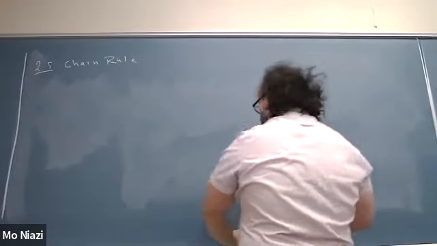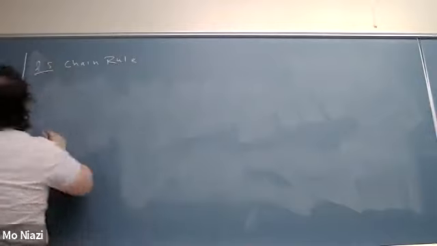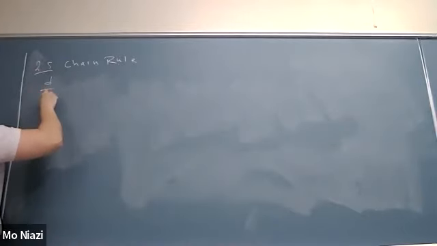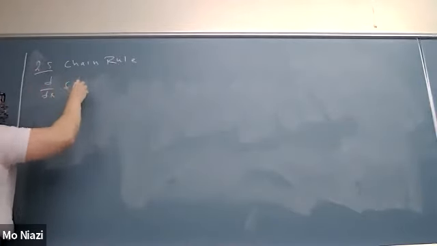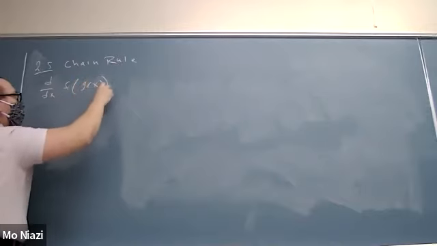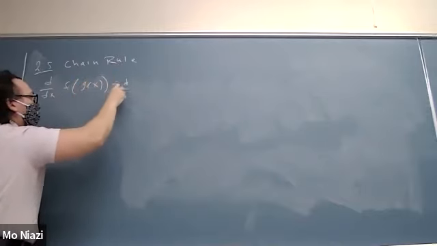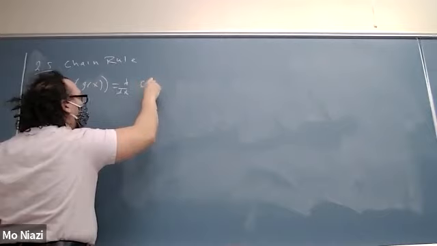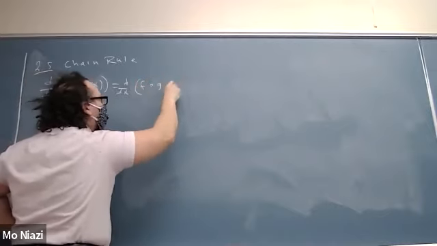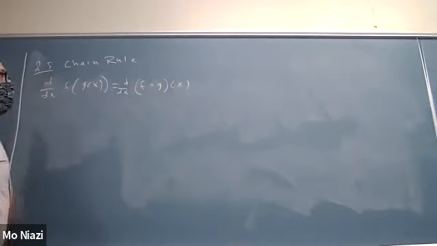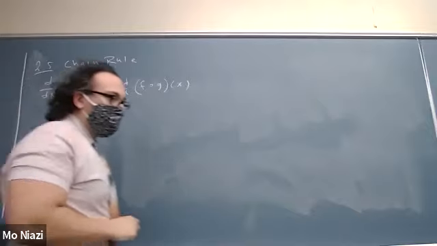So the chain rule tells us how to take this derivative. How do we take this derivative? d dx of f of g of x. Recall, this is function composition. It's f composed with g of x. Okay, so let's derive this.